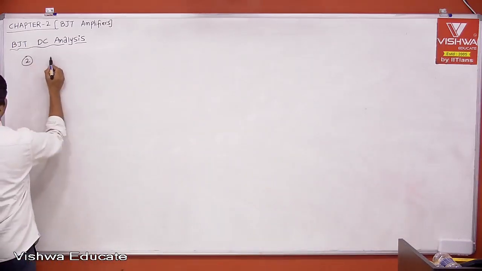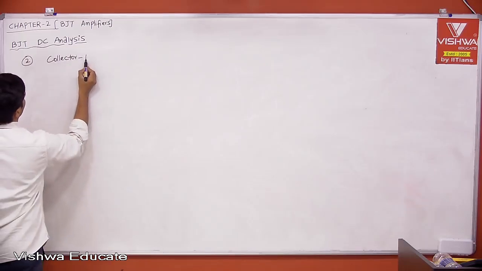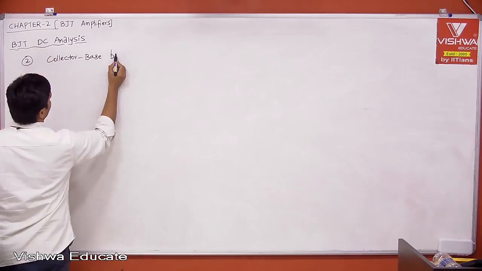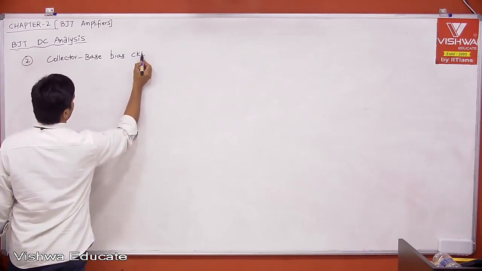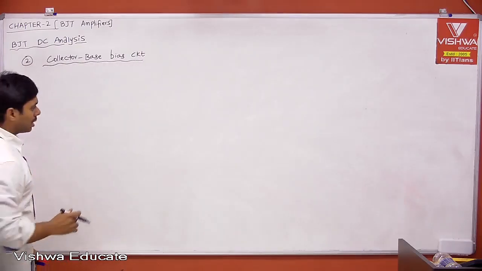Now the second circuit name is collector to base bias circuit. Based on the feedback structure, it is collector to base bias circuit. It is not fixed bias, it is collector to base bias circuit. Okay, listen, don't write anything.